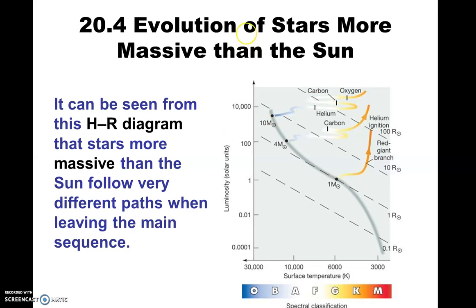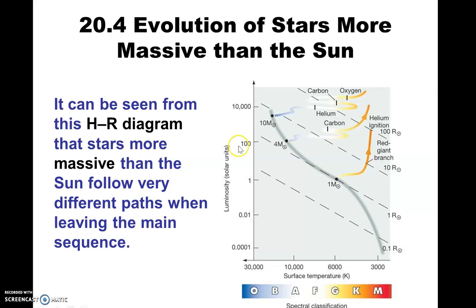All right, so let's see, evolution of stars more massive than the sun. Now we're going to concentrate on stars that start their life certainly more massive than the sun. So here's one that's about 4 times the mass of the sun, 10 times. When you get to about 10 times the mass of the sun or greater, things can become very, very different. All right, so let's follow this through. I'll probably have to go on to the next video to continue this.